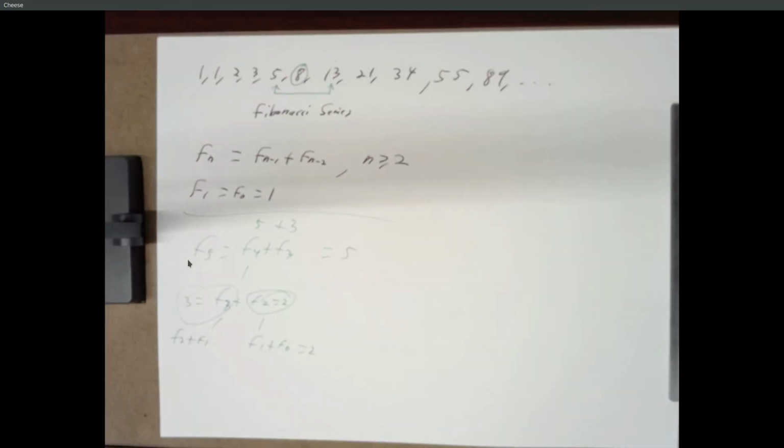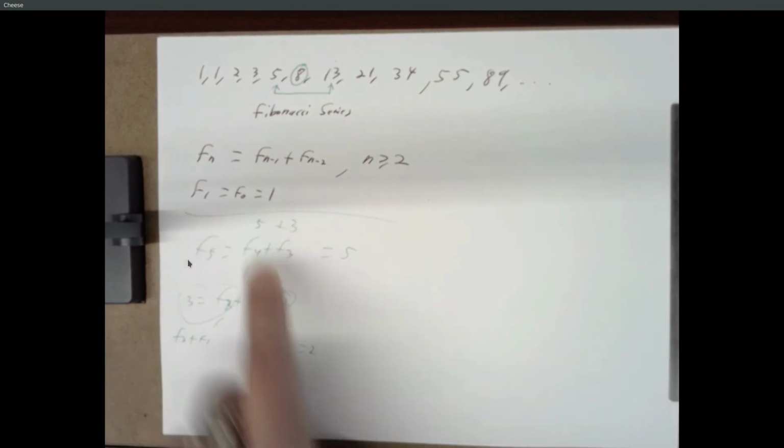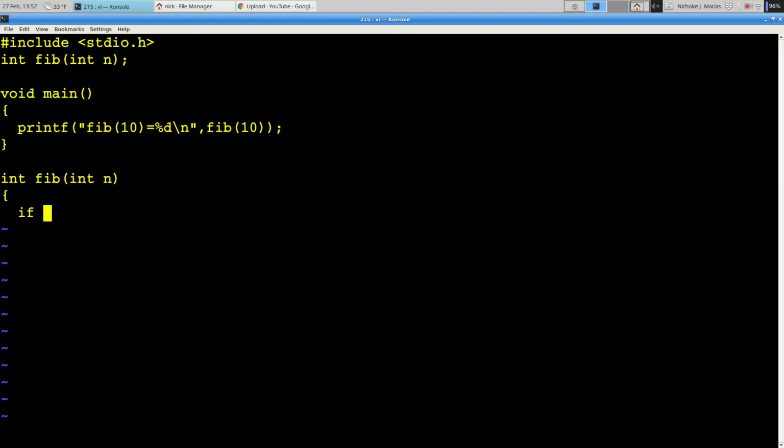Okay, so what's our definition of the nth Fibonacci number? Well, if n is 1 or 0, the nth Fibonacci number is just 1. So if n is less than or equal to 1, let's return 1. Otherwise, let's take fib of n minus 1, let's take fib of n minus 2, let's add them together, and return that. There's our whole Fibonacci function. Recursion.